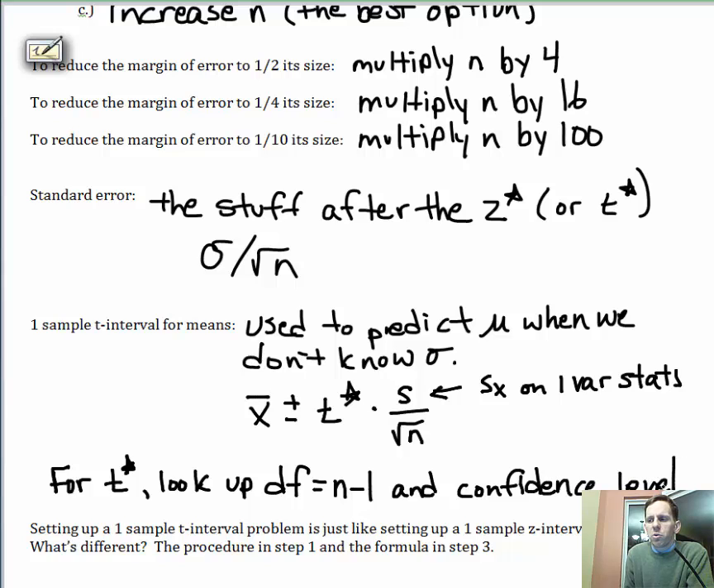We are going to do a long way problem from the 2004 AP exam. Setting up a problem using a one sample t interval is basically the same thing as setting up a one sample z interval. The only two differences you're going to find is that the procedure in step 1 is now called a one sample t interval, and the formula in step 3 is slightly different but uses the same idea. Let's take a look at the back side of your worksheet and work through a confidence interval.